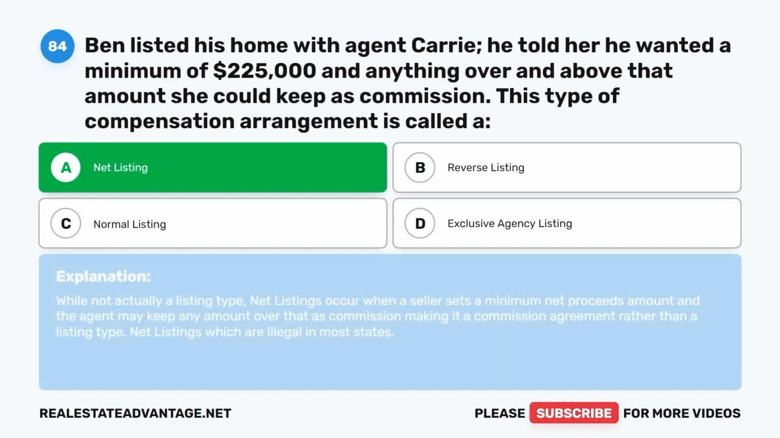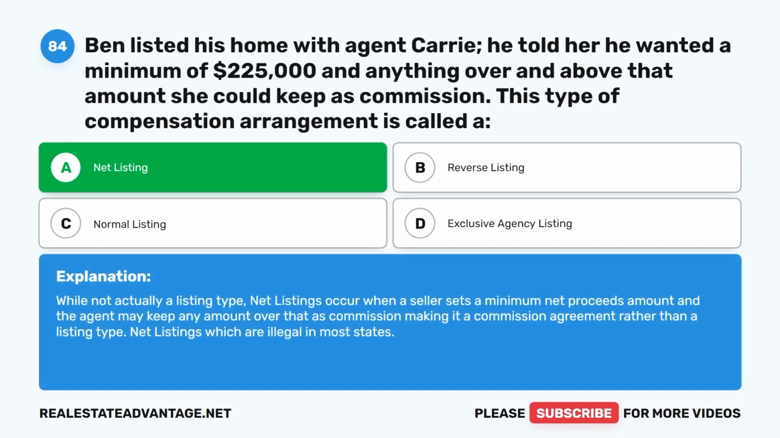Net listing. While not actually a listing type, net listings occur when a seller sets a minimum net proceeds amount, and the agent may keep any amount over that as commission, making it a commission agreement rather than a listing type. Net listings are illegal in most states.